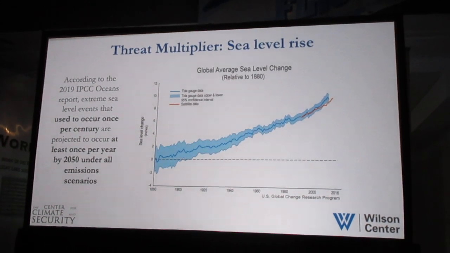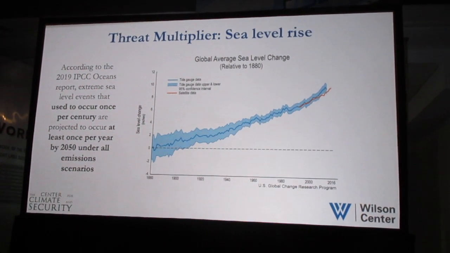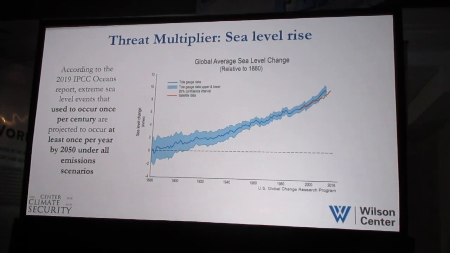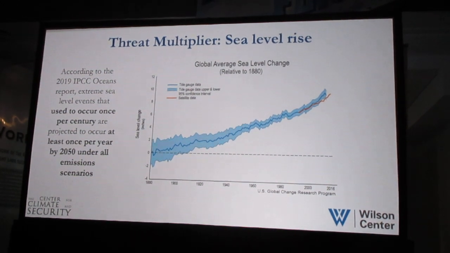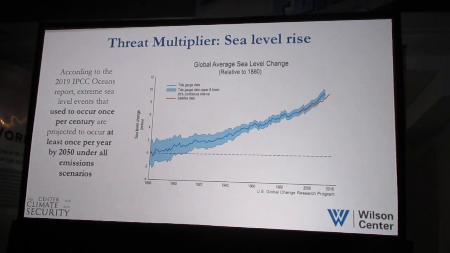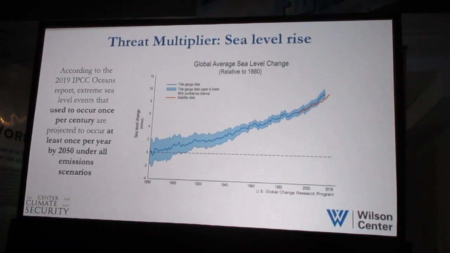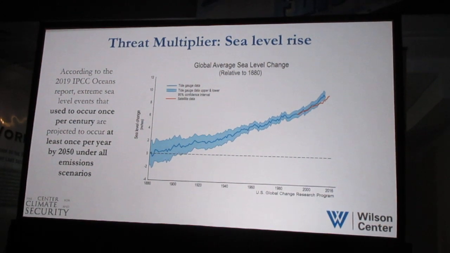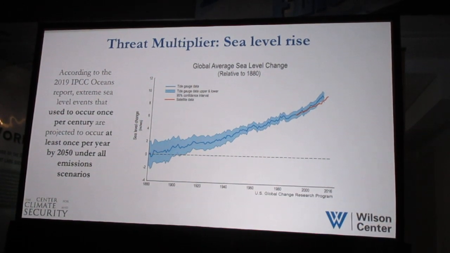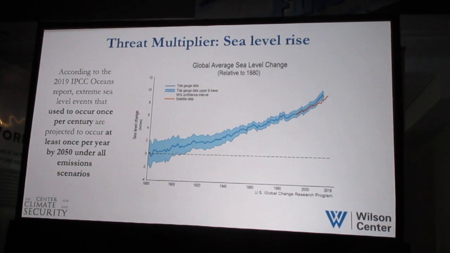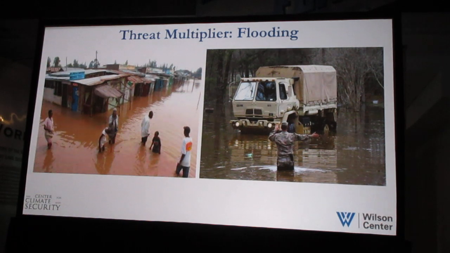I don't think I need to tell you all here about sea level rise. You live with it every day. It's part of what's changing in this region. But global average sea level rise, you can see the map on it, here from the U.S. Global Climate Change Program, so that we now have extreme sea level events that were expected to occur once per century, could occur at least once per year by 2050 under all emissions scenarios. So this is affecting us all around the world, but you're right here at ground zero for it. We'll talk a little bit more about that.